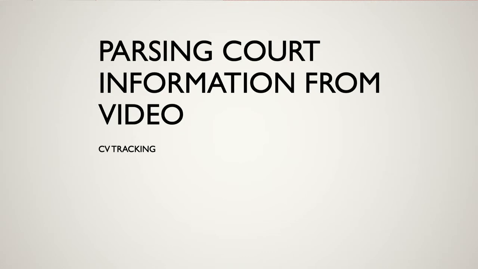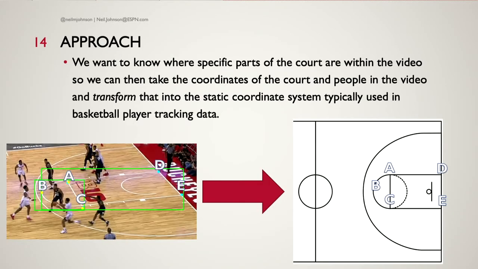So the next part is where we're going to want to parse out the court or ice information from the video. Our approach is we want to know where specific parts of the court or ice are within the video, so we can take the coordinates of the court and the people in the video and transform that into our static coordinate system that we typically use for player tracking data. So that's where in the video we're going to look for those points where those letters are and use those to create the transformation function, because we know the measurements of the court or ice.